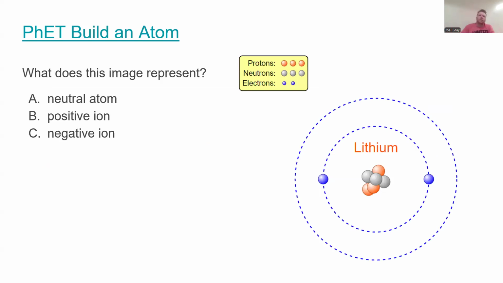Now, this I always like to pick out because Lithium is a song by Nirvana. It's one of my favorite songs, and it's also a simple atom. Let's dissect this atom.